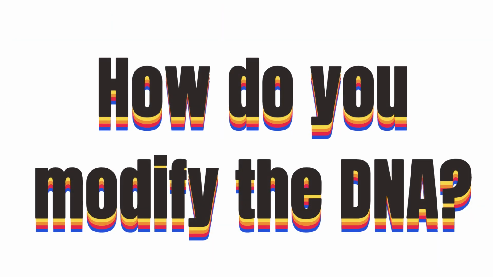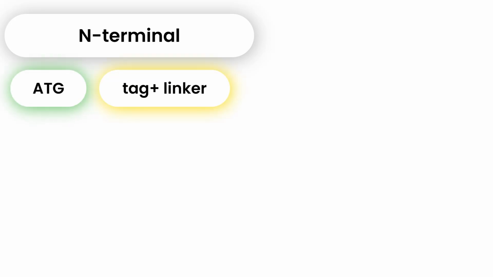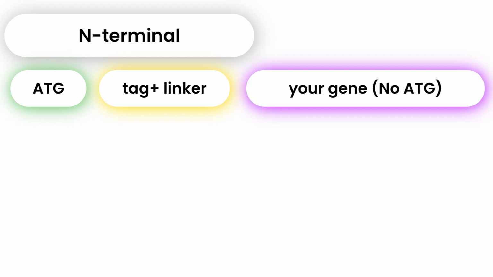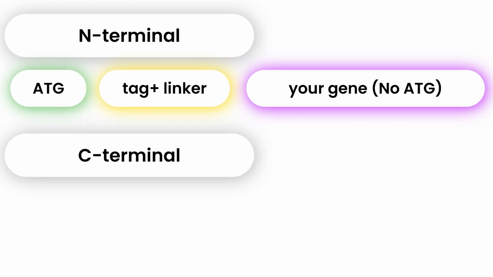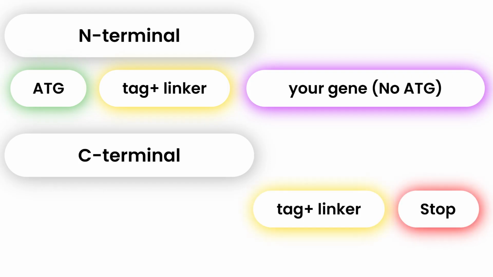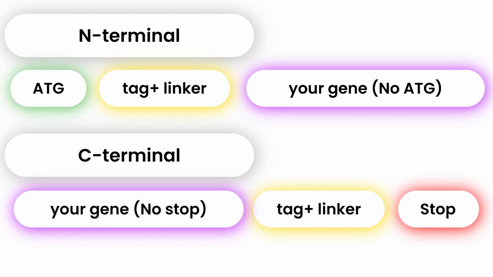How do you modify the DNA? It depends on your cloning strategy. You can design oligos to add a tag by PCR. For N-terminal tagging, the forward primer starts with: 1. ATG start codon. 2. Tag codons plus a flexible linker. 3. 18 to 25 nucleotides of your gene's coding sequence without the original ATG. For C-terminal tagging, the reverse primer starts with: 1. Stop codon. 2. Tag plus flexible linker. 3. 18 to 25 nucleotides of your gene without the stop codon, all in reverse complementary orientation.